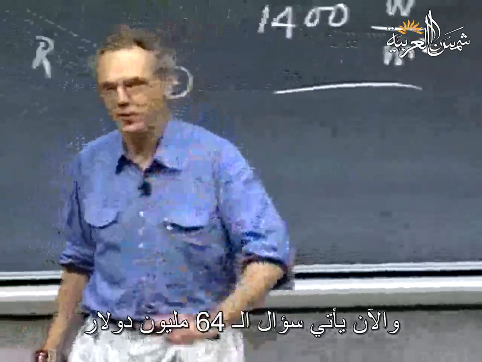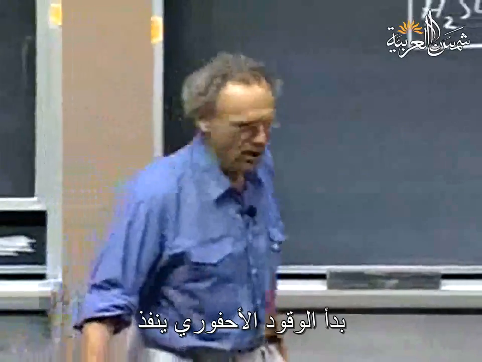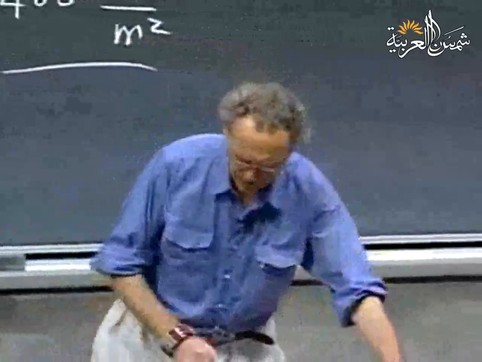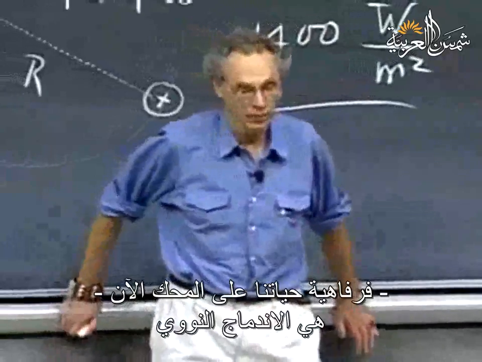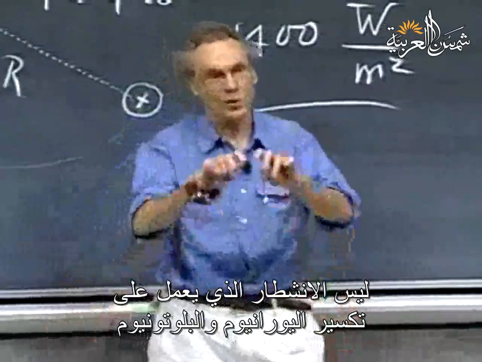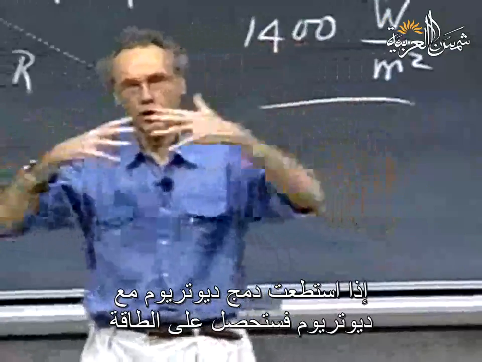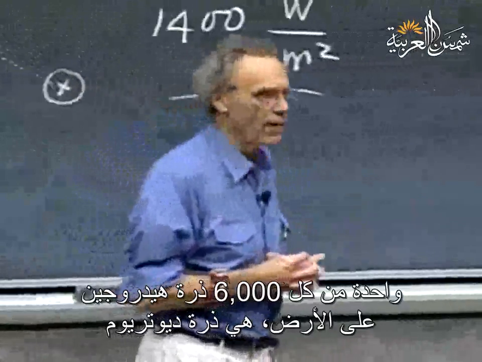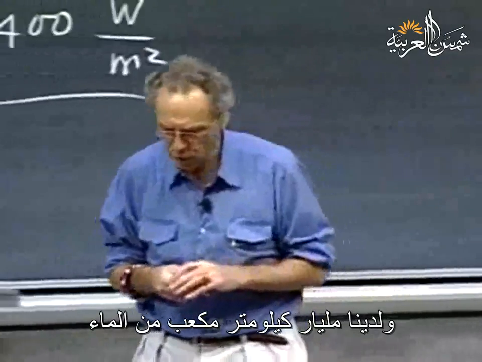But now comes the $64 million question. How are we going to continue this? Because we are running out of fossil fuel and nuclear energy has its problems. Well, the only way that we might survive, the quality of life is at stake here, is nuclear fusion, not fission, whereby uranium and plutonium break up in pieces, but fusion. If you could merge deuterium with deuterium, you gain energy. Now, 1 out of every 6,000 hydrogen atoms on Earth is deuterium. And we have 1 billion cubic kilometers of water.